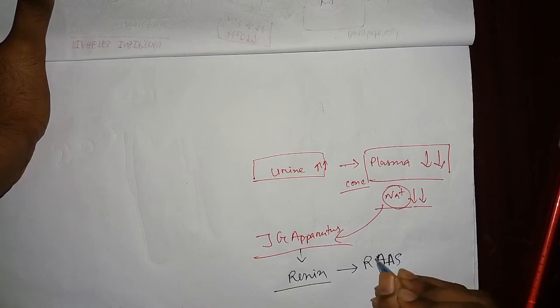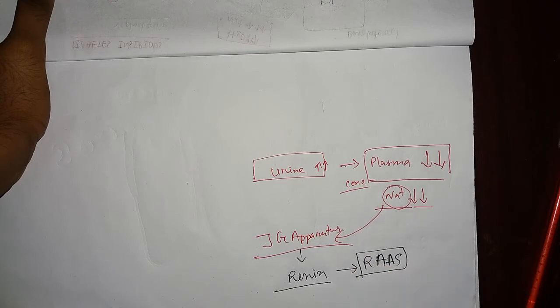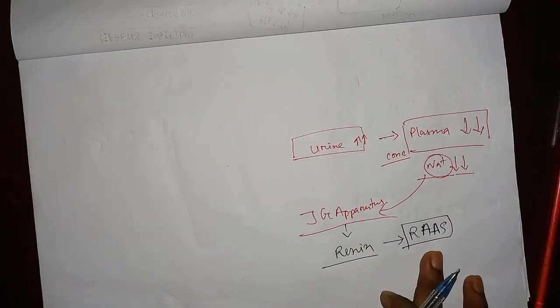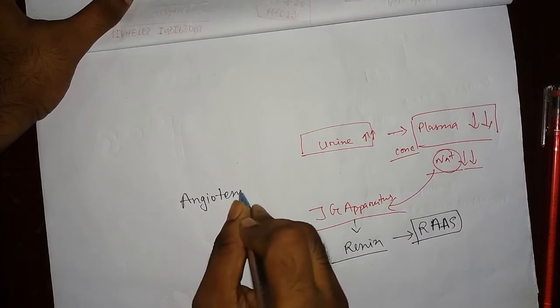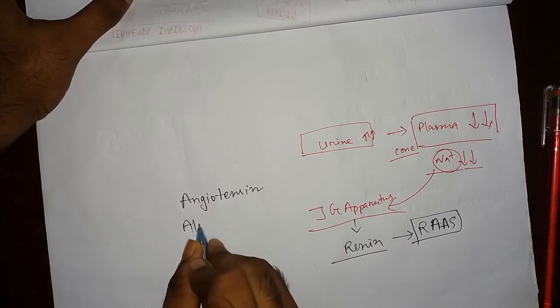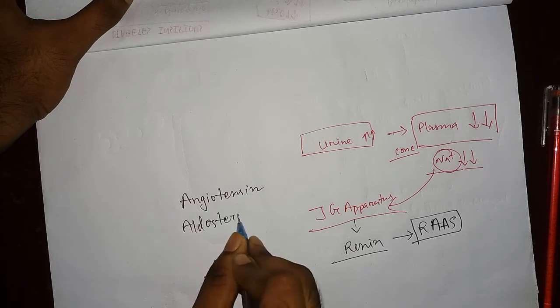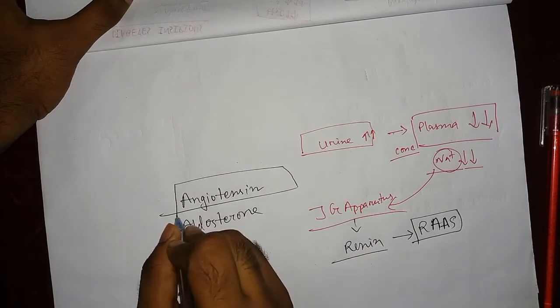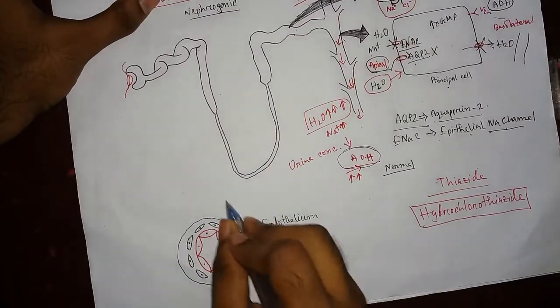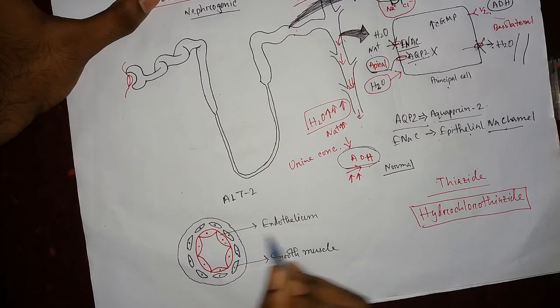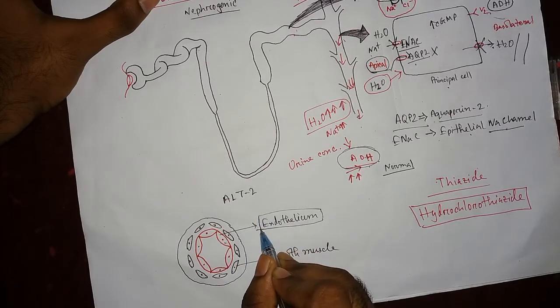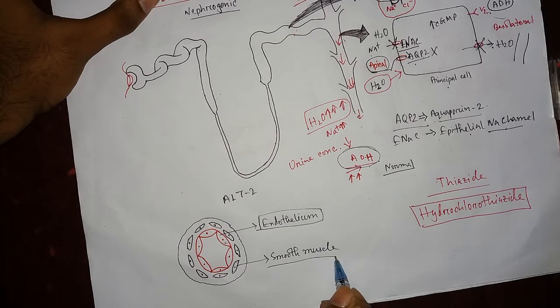And what happens when the renin-angiotensin-aldosterone system is started? Angiotensin is produced and aldosterone is produced. Let's see how angiotensin works here. Angiotensin has the AT2 receptor, both in the endothelium of the blood vessel and in the smooth muscle of the blood vessel.